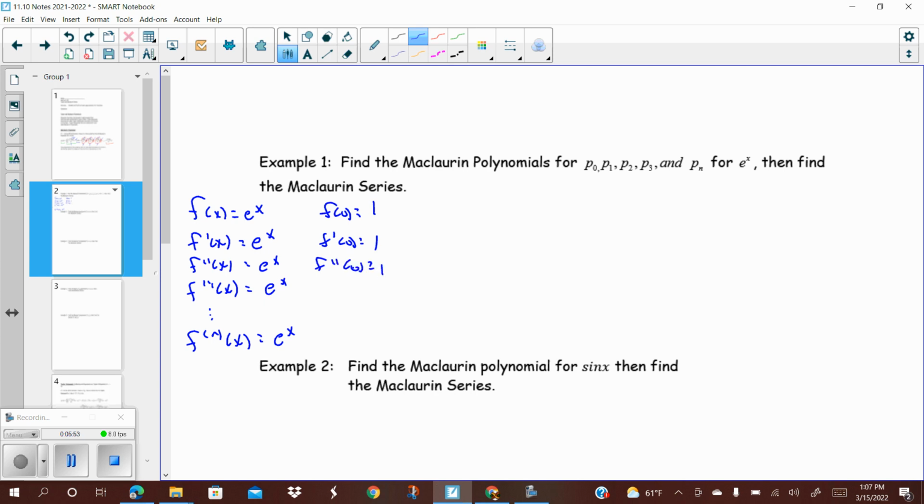Obviously, this is not always going to work out this way. But again, this is why we start with this one. It's just one of the easier ones for us to do. So all of my derivatives are 1.